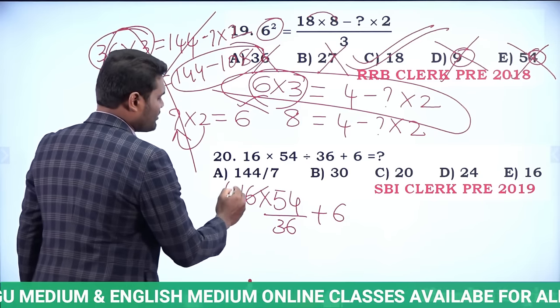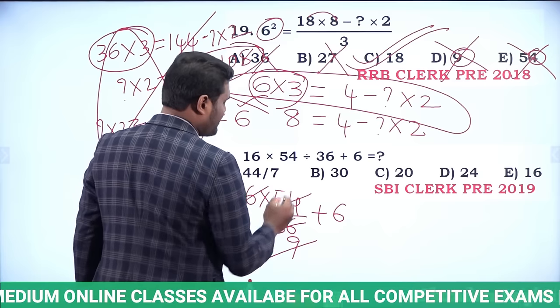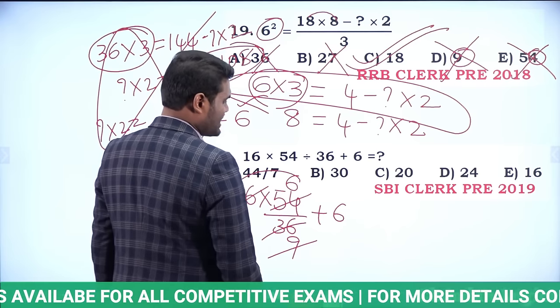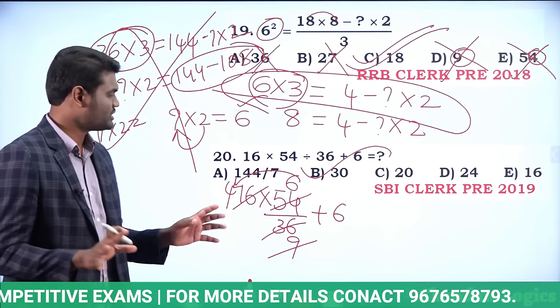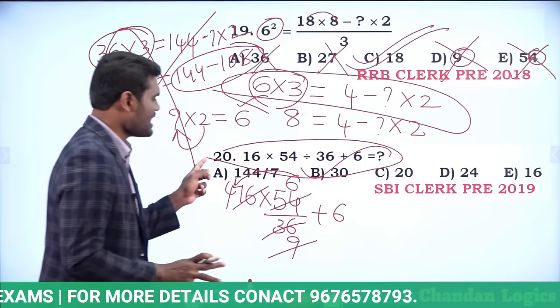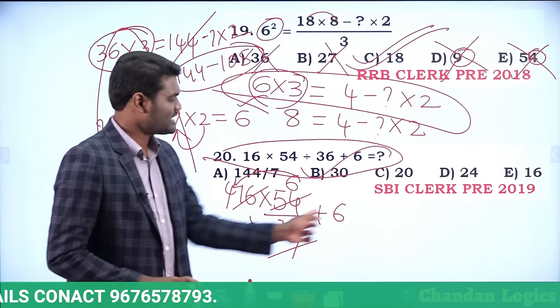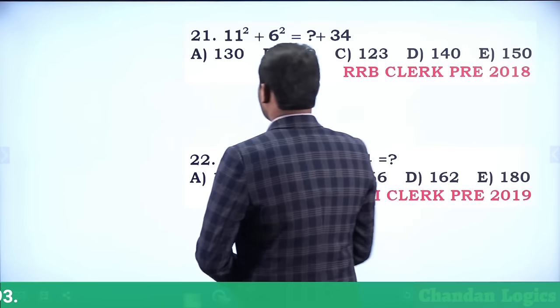Now 4 cancels here 4 times, 4 cancels here 9 times. And 54 cancels in 9, how many times? 6 times. Now 6, 4 times 24, 24 plus 6. Now this is nothing but 30. So the answer is nothing but 30. Very simple and basic question. Just stick to your basics and make sure that you are good in your basics. Then you can calculate this question in just 2 seconds of time. Very simple one. Okay. Look at the next one.